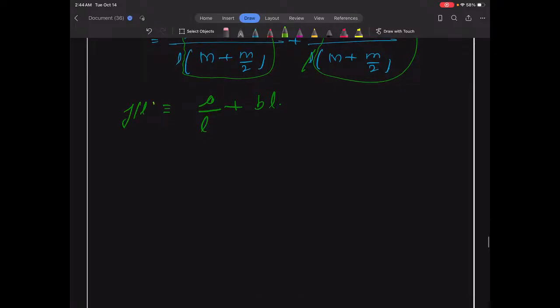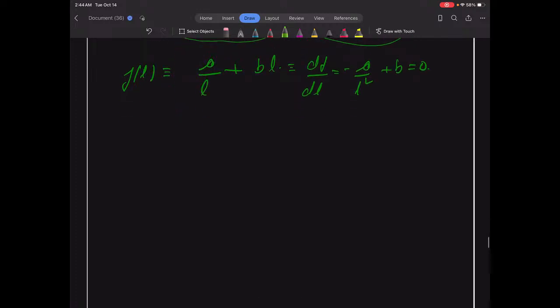So we are going to minimize our f of L, therefore we find its derivative with respect to L, giving us minus A upon L square plus B is equal to 0. This gives us A upon L square is equal to B, and we are interested in L square, which is equal to A upon B. Now we can easily substitute our A and B.